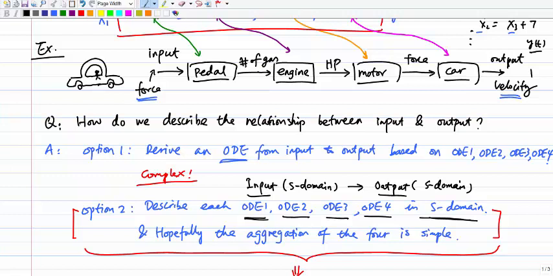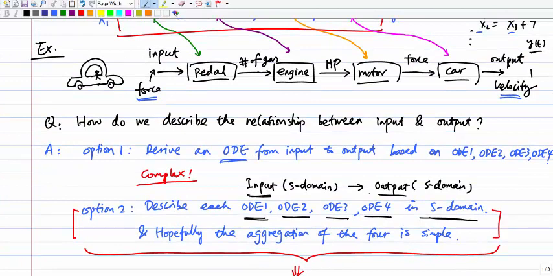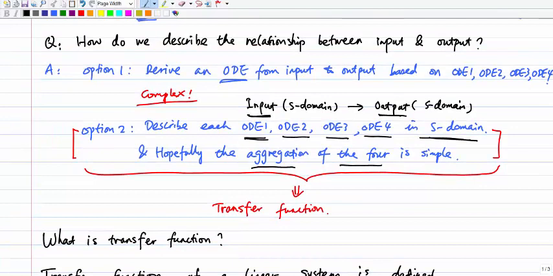As I mentioned over here, in the time domain you'll find the solution is simple, right? So hopefully the input and output relationship in the S domain can also be simple. And also hopefully the aggregation of the 4 to figure out the input-to-output relationship will be simple as well. So that's option 2. The key idea in option 2 is to use a new concept called transfer function. That's the key focus of this lecture.